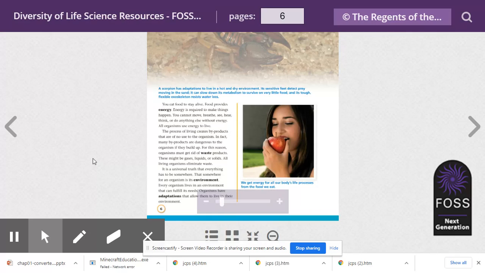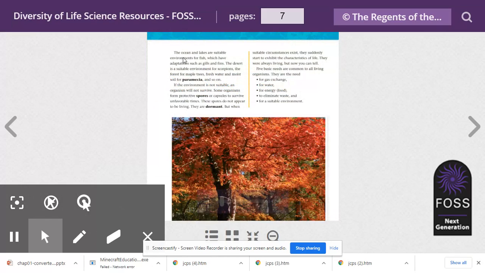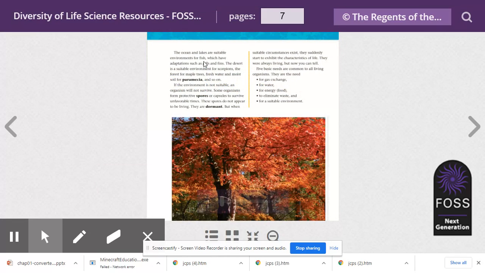Scorpions live in deserts. Birds live in trees. And all of those places allow them to survive. So they have to be able to live in a place that they are able to adapt to and survive in. The oceans or lakes are suitable environments for fish, which have adaptations such as gills and fins. The desert is a suitable environment for scorpions, the forest for maple trees, fresh water and moist soil for paramecia, and so on. If the environment is not suitable, an organism will not survive.